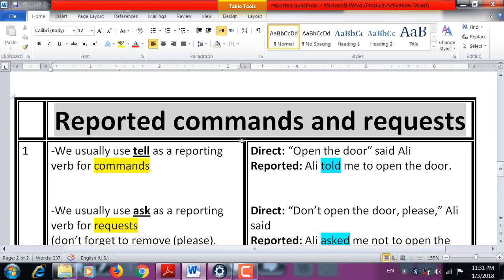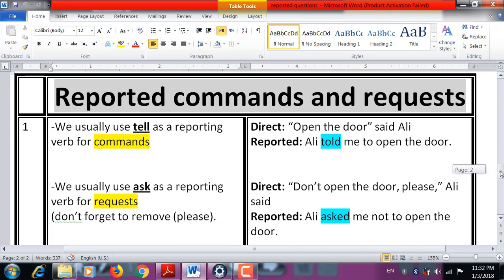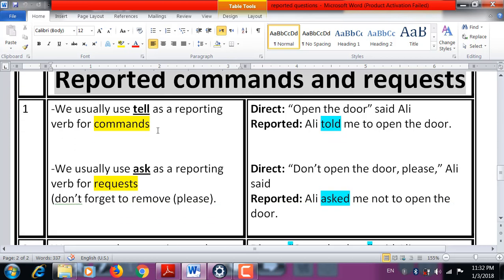Both of them we start with the imperative. We start with the verb: open, go, turn, and so on. So we start with an imperative, or negative imperative like don't open, don't go. This is for the command and the request. Here we have the steps how to turn or change the command and request into reported command and reported request.